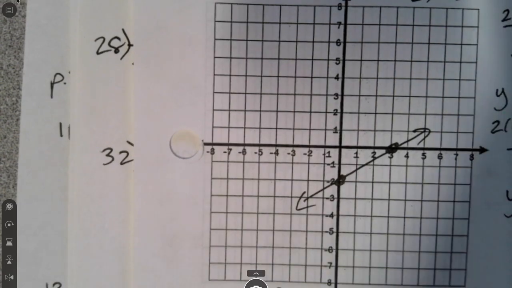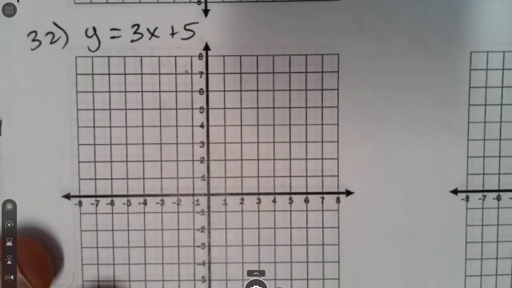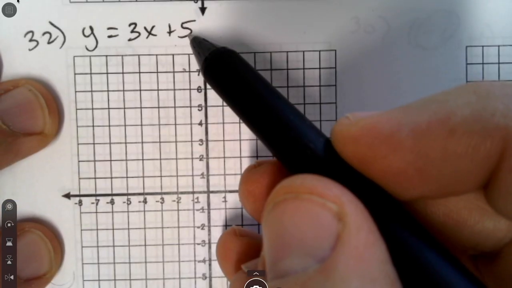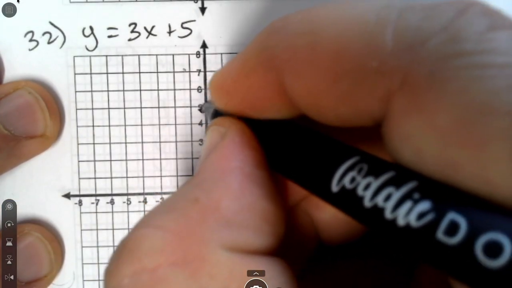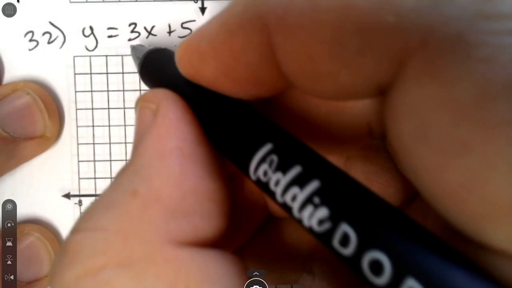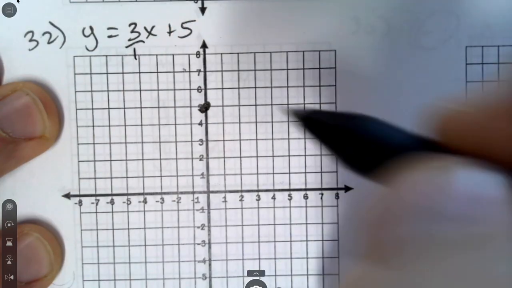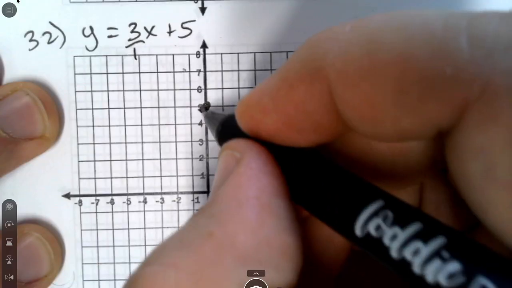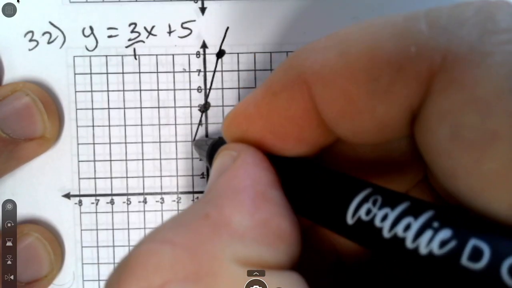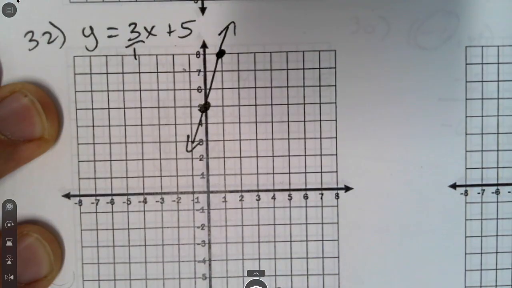In my opinion, this is the easiest way to graph when you have the slope-intercept form, because all you have to do to graph is say, I'm going to start with the y-intercept, which is 5. That's my first point. Then I look at my slope to figure out the next point. 3 is the same as 3 over 1, so it's going up 3 over 1. So I go up 1, 2, 3 over 1. I have 2 points, I can connect them, and I have my line.